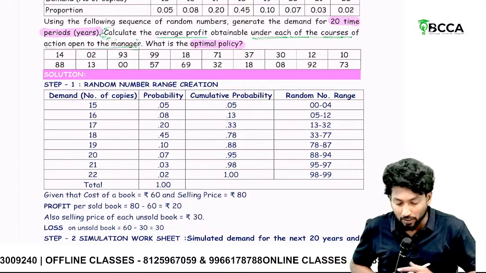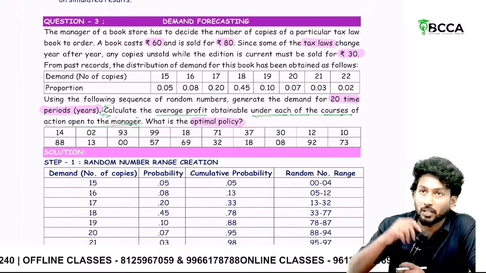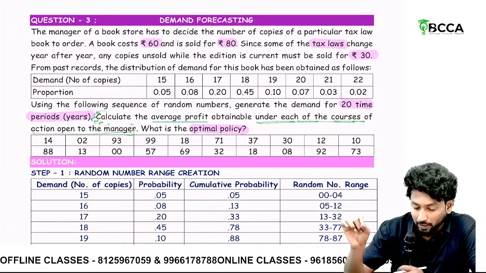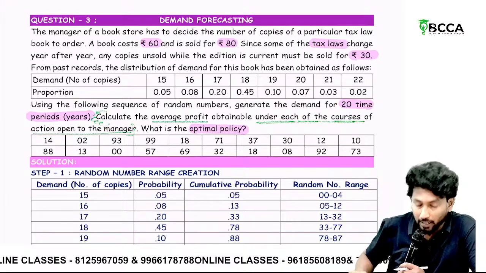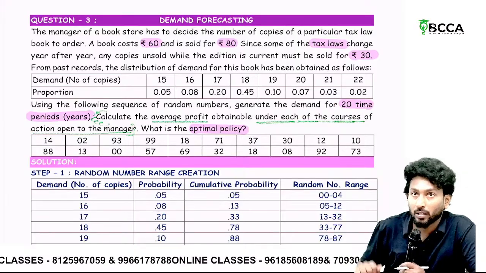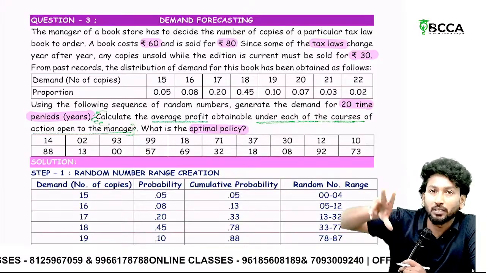Those who are watching this live, please start doing the problem. Step 1, create the random number range. Using the demand variable elements and the probabilities, write the range. Next, step 2, take the 20 random numbers given in the question, write them, then estimate the demand for each random number.